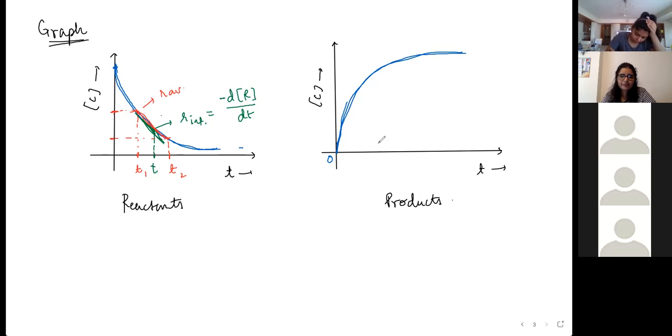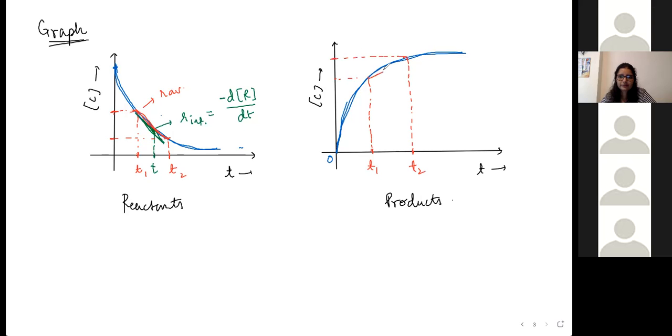The exact same thing will apply for a product also. You figure out what time you wanted to find it in, the same time T1, T2. Then you find out the corresponding concentration of product. And then finding the slope of this line gives you the R average. And for instantaneous, you find the differential at that particular point of time. Time T, at this particular instant, if you have to find out, the tangent here, the slope of this, will give you R instant.